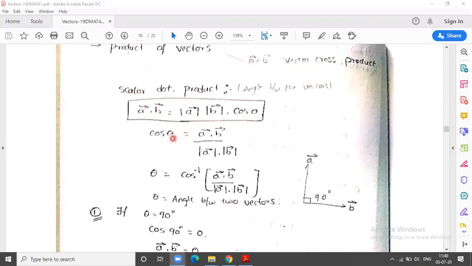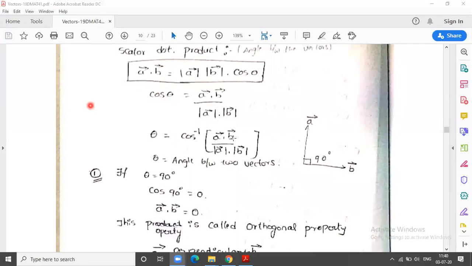If you want to find the angle between those two vectors, you just have to use the relation cos theta equals vector A dot vector B by modulus of vector A into modulus of vector B. This gives you cos theta. If you want to find the angle theta only, shift the cos to the right hand side, then theta equals cos inverse of vector A dot vector B by modulus of vector A into modulus of vector B.